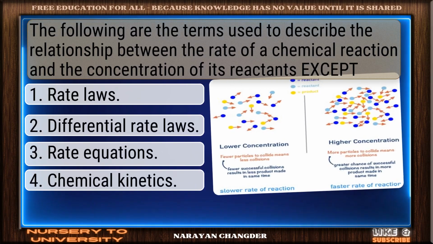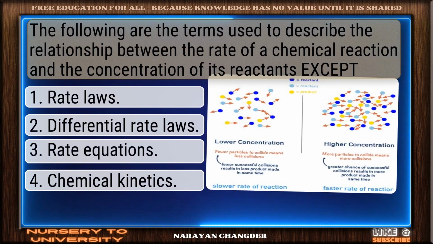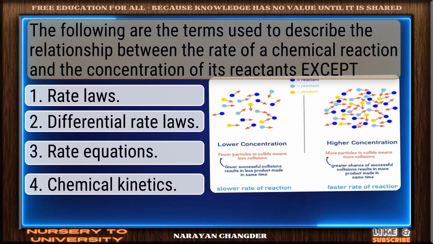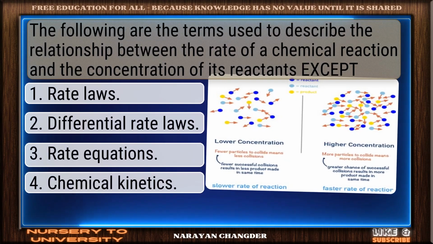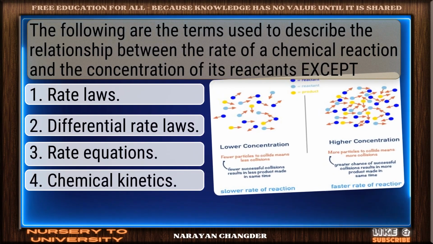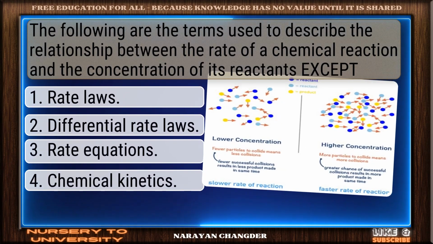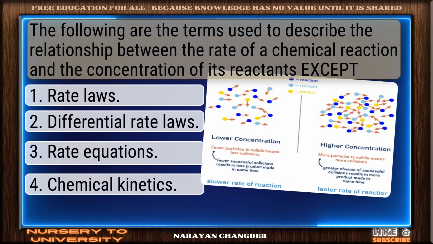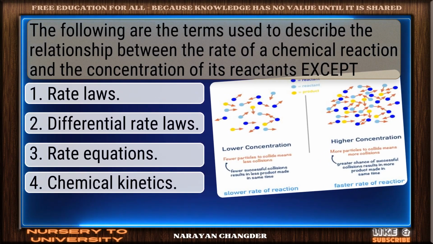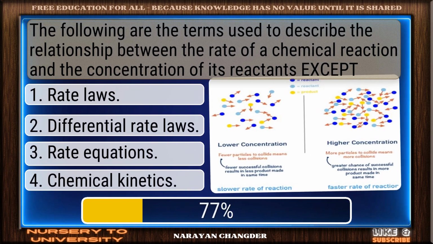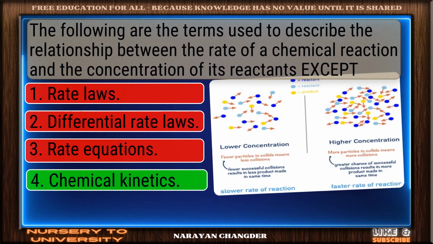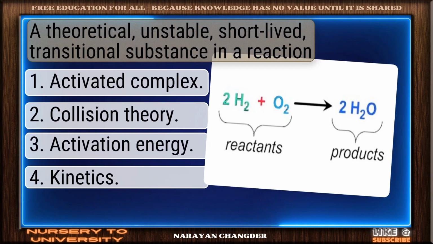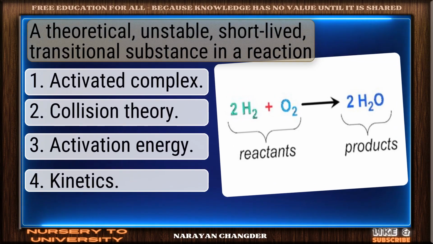The following are the terms used to describe the relationship between the rate of a chemical reaction and the concentration of its reactants, except? Option 1, rate laws. Option 2, differential rate laws. Option 3, rate equations. Option 4, chemical kinetics. Well done, chemical kinetics.